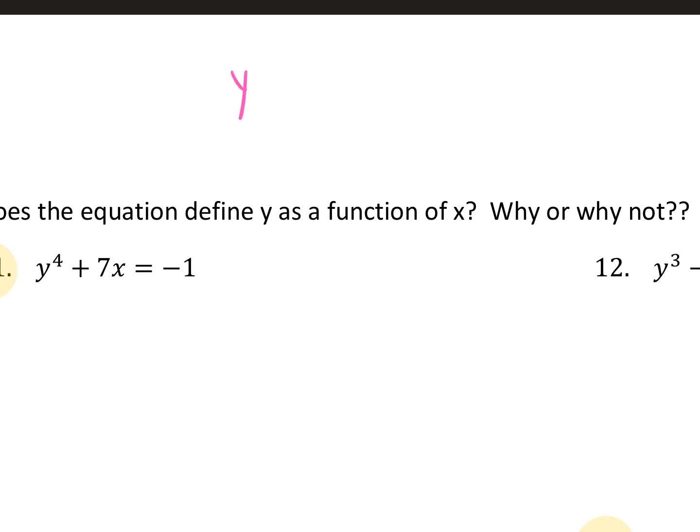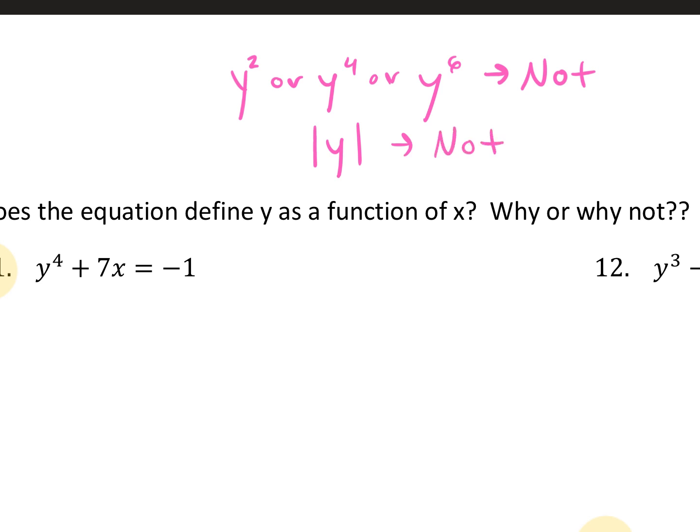If y has an even exponent, so y squared or y to the 4th power or y to the 6th power, an even exponent, this would be not a function. What else? If y is inside an absolute value, this makes it not a function. So those are the only two things that we'll have to look out for on the test.